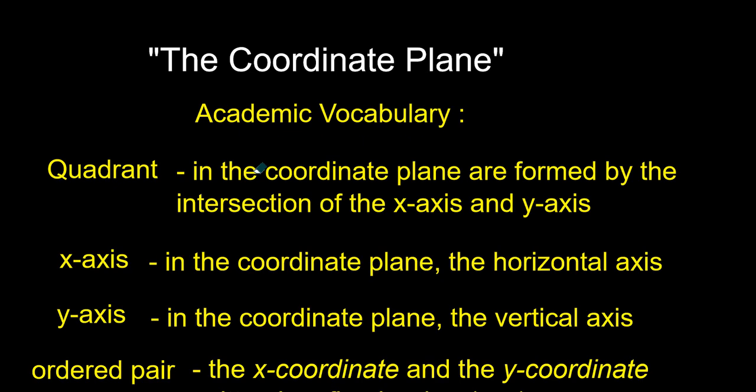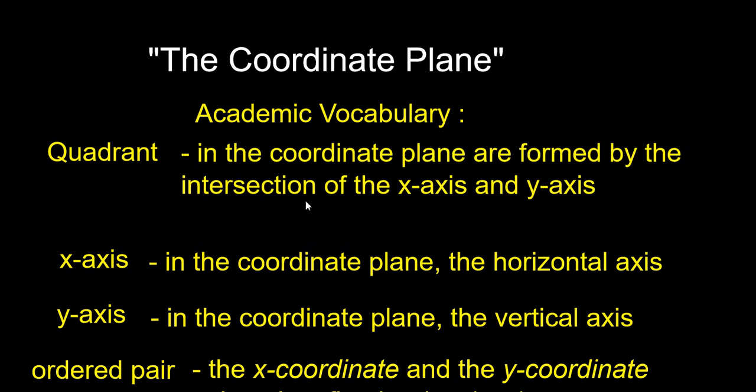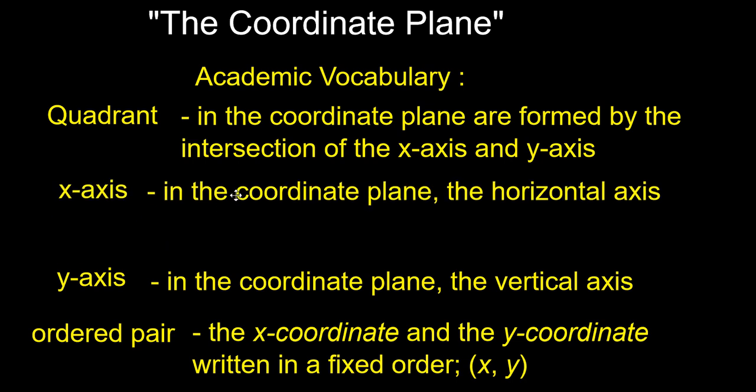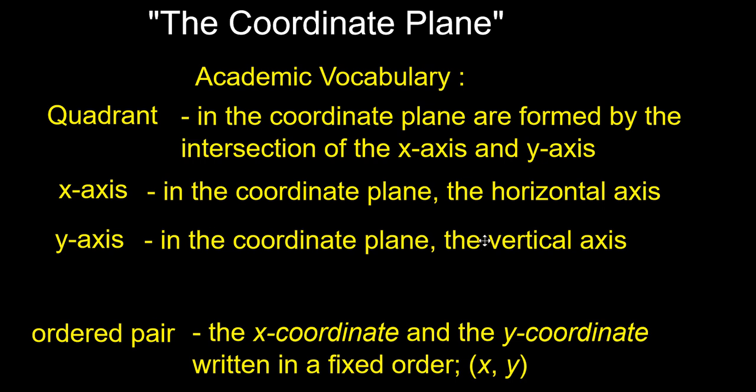Moving on, some academic vocabulary terms that we'll come across are, first of all, quadrant. In the coordinate plane, these are formed by the intersection of the x-axis and the y-axis. There are 4 of them. Next, we have our x-axis. In the coordinate plane, this is the horizontal axis. Then we have our y-axis, and in the coordinate plane, the vertical axis.